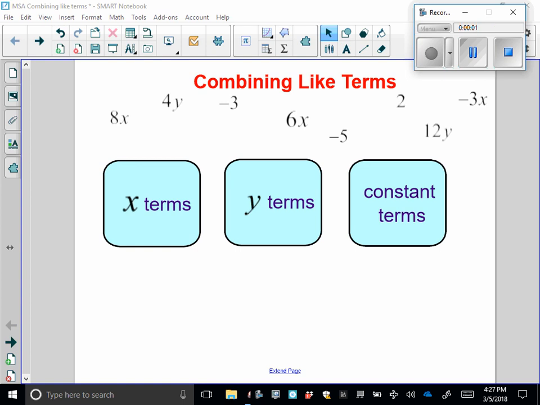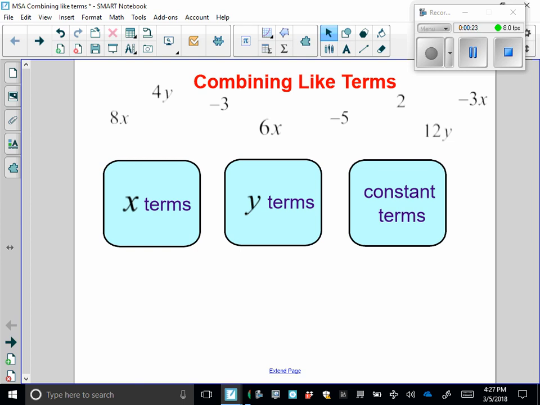This is just a quick video on combining like terms. Across the top here, you see all different types of terms. We look at them as constant terms or variable terms and how we would combine them. We're going to use that learning to simplify expressions.